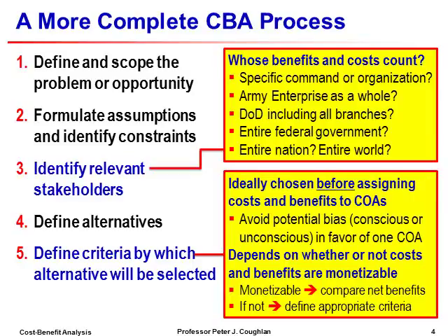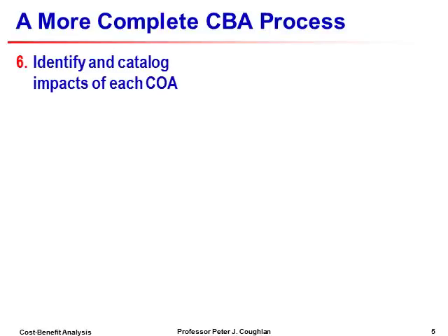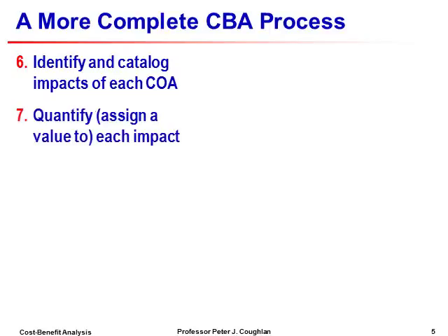Moving on, after the next 2 steps, I label identify and catalog impacts of each course of action, and then quantify, in other words, assign a value to each impact. Now, remember before, in the Army process, they did analyze costs, analyze benefits, right? Or actually, it was quantify costs and identify benefits. For some reason, I guess you're supposed to quantify the costs, but only identify the benefits. Well, you actually should identify and quantify each, right?